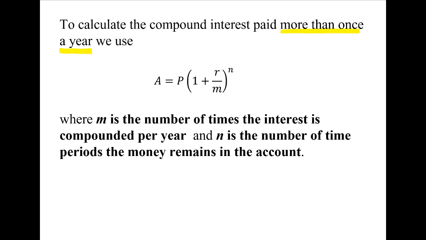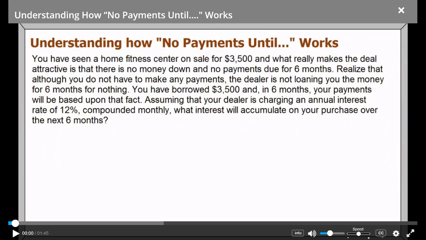Okay, so this M here is the number of times the interest is compounded per year. So the number of times it's added to the principal so that interest can accrue on top of it. And N, the exponent, is the number of periods the money remains in the account. Let's watch example 4 from the e-text.